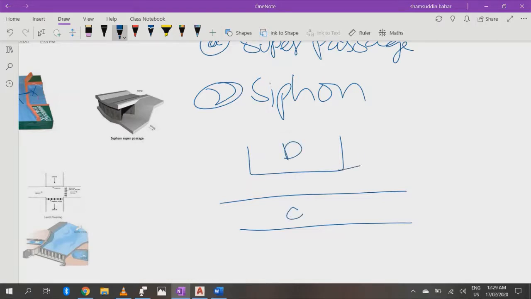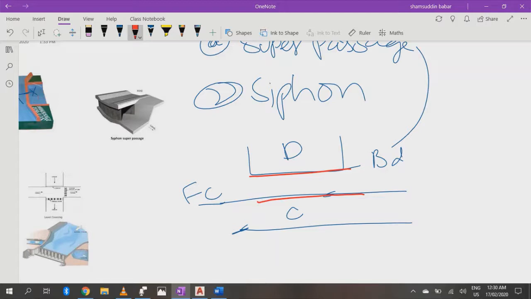Now this is the bed level of canal. This is the full supply level of canal. Oh, I have made a blunder here. This is the bed level of drainage, and the bed level of canal is here. Now in this condition, we provide super passage. What does that mean? It simply means if the bed level of drainage is above the full supply level of canal, then we provide a super passage.